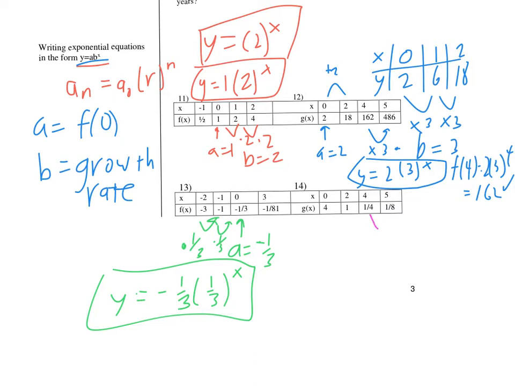And so on number 14, I would actually look for this one right here, since the x's are increasing by 1. That tells me kind of what's the growth rate here. And it's actually a decay rate, so it's going to be times 1/2 as we move along. So that's going to be our b value. And then we know that our a value there is 4, as that's our f of 0. And so I would say that's y equals 4 times 1/2 to the power of x.